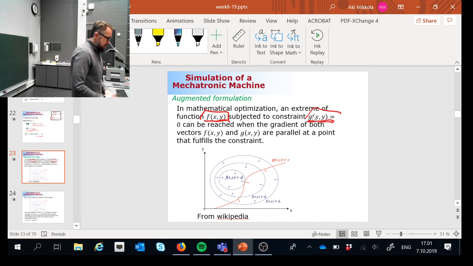Well, based on constraint optimization, I can compute the gradient of these two functions, the original and the constraint. Once they are parallel, that's where the extreme is located. So I'm computing the gradients of both the original function and my constraints. Once these gradients become parallel, that's my point. That's where the extreme is located.